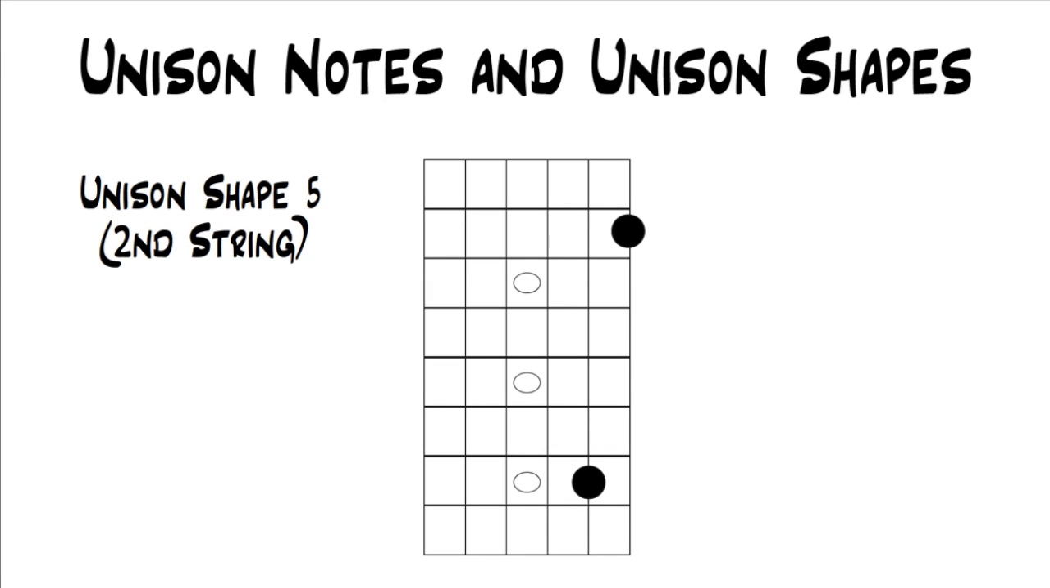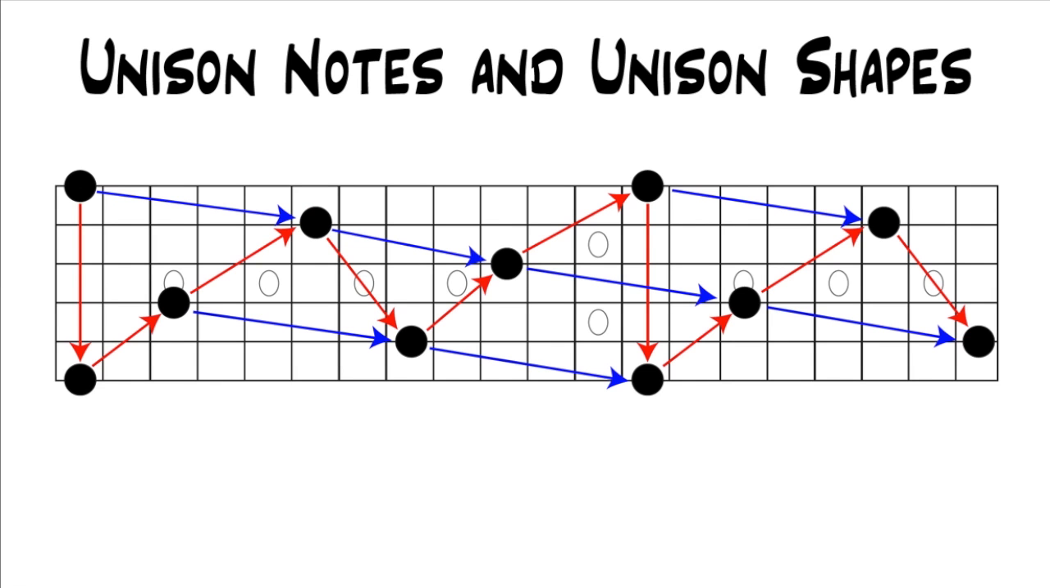So now if we take these shapes and do the same thing that we did with the octave shapes, I'm going to show you how to find all of the unison notes on the fretboard. So here are all the unison notes with the blue arrows. So you'll remember that the red arrows are all your octave shapes. So each one of these is an octave or 2 octaves apart from each other if you just follow along the red line, the red arrow.